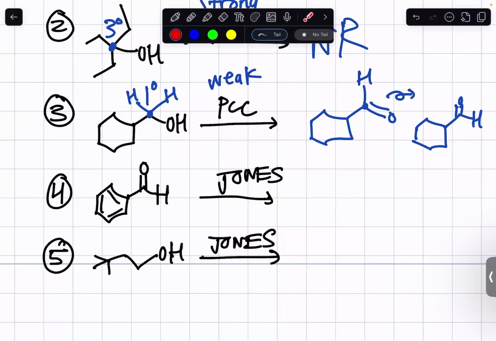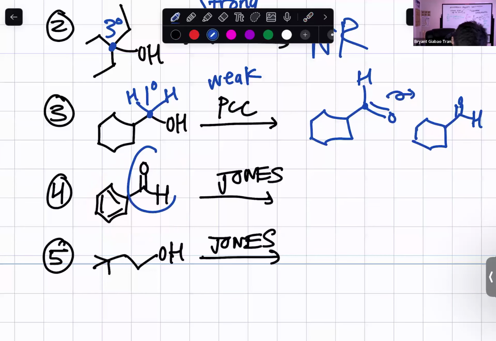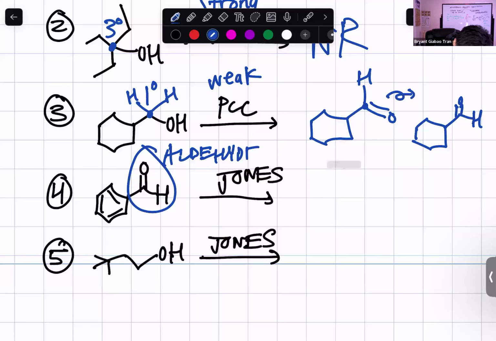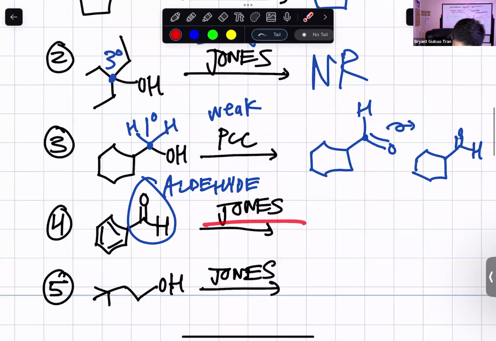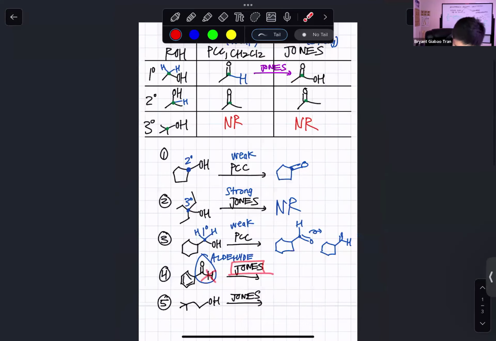That one is primary. Yeah, so this one right here is not an alcohol at all. We have an aldehyde right here. We don't call an aldehyde primary, secondary, tertiary because an aldehyde is just an aldehyde. It can only be bonded to one other carbon, right? So when we use Jones, a strong oxidizing agent, we can get rid of that hydrogen right there and add another bond to oxygen, giving us what functional group?